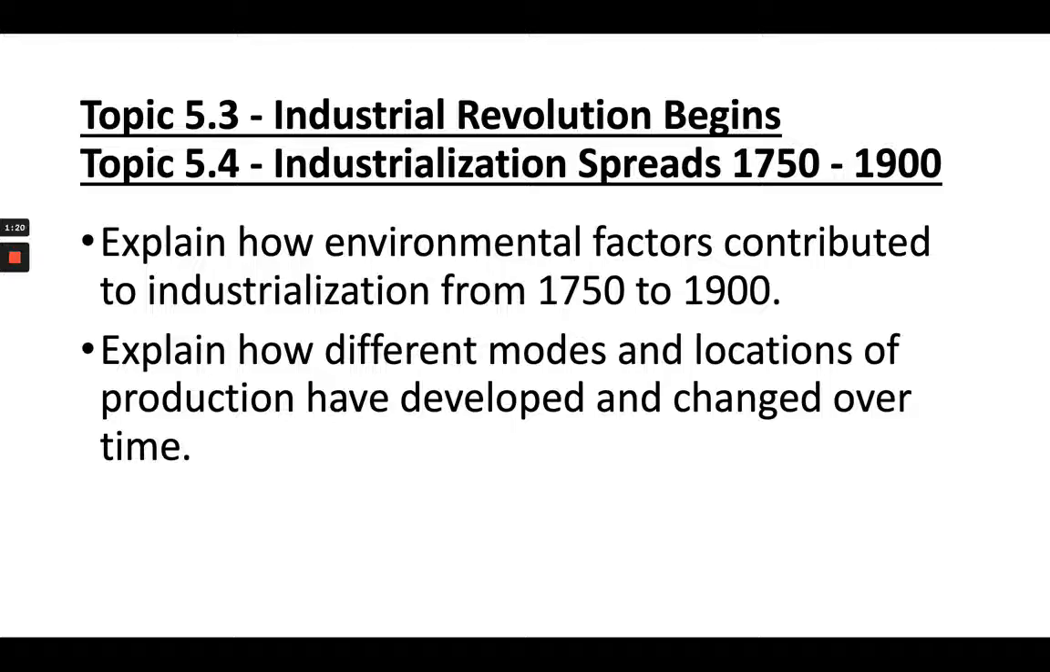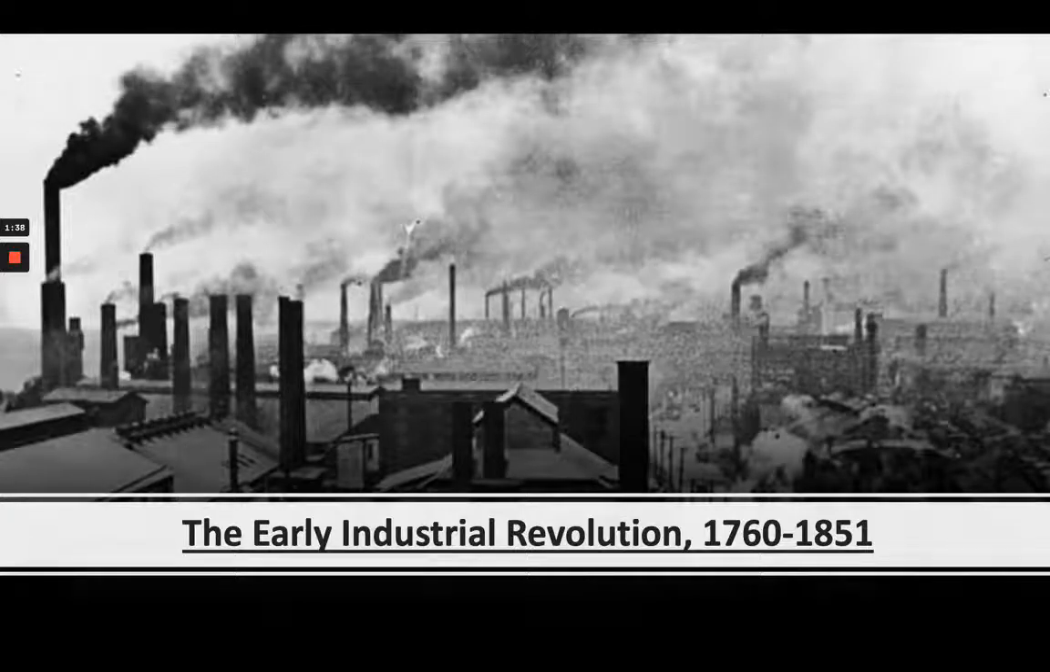Think a lot about what you learned last year in AP Human Geography about industry, about where you place different factories based off whether they are a bulk gaining or bulk reducing industry. So we are going to start by talking about the early Industrial Revolution.